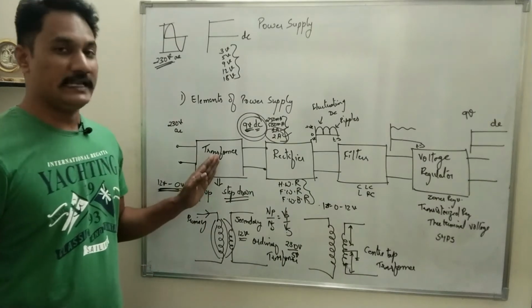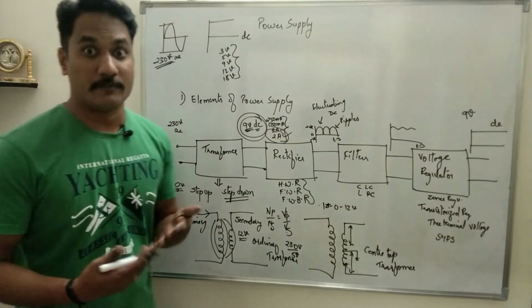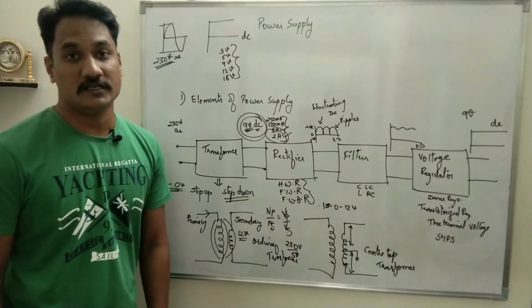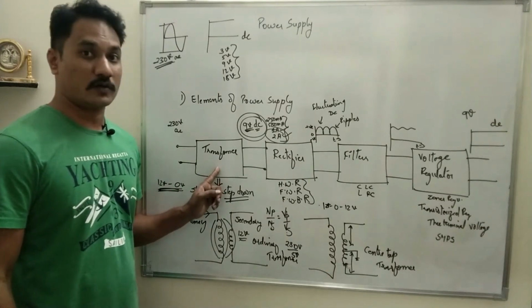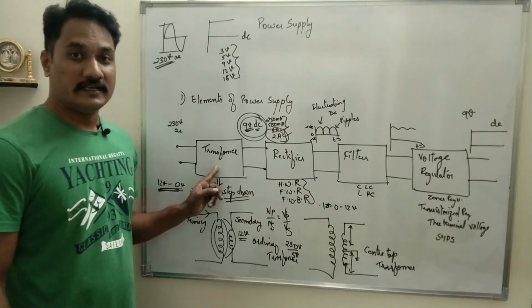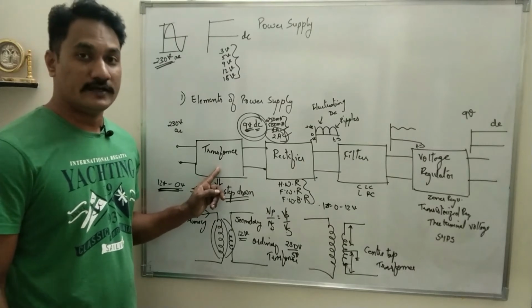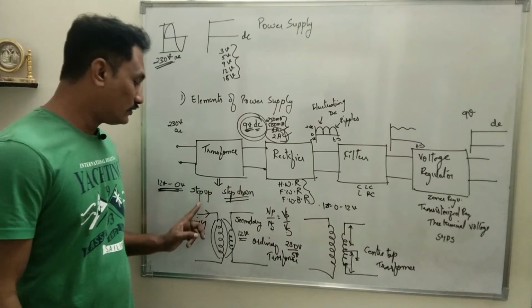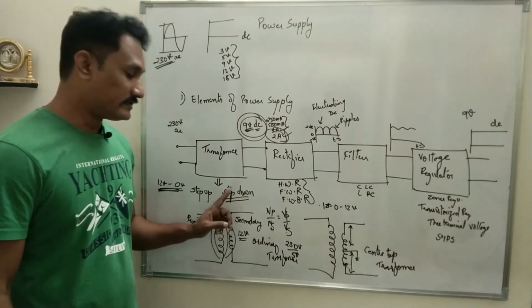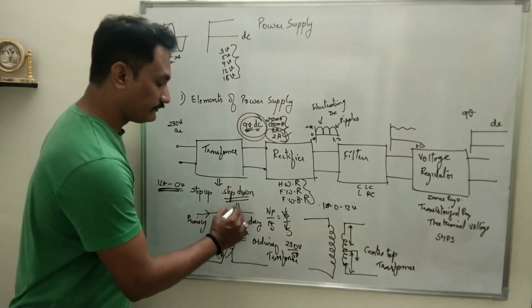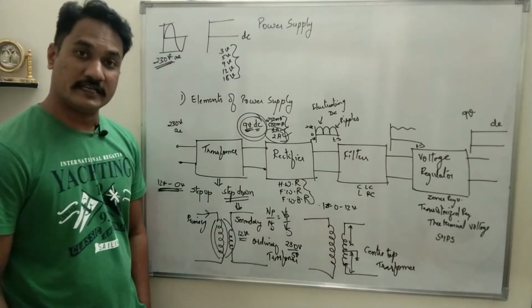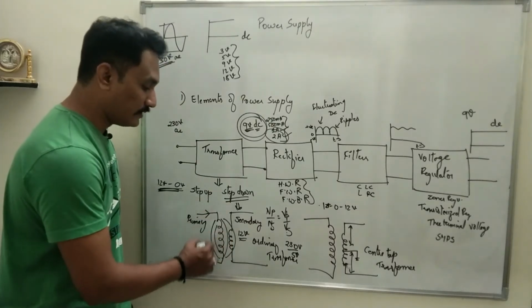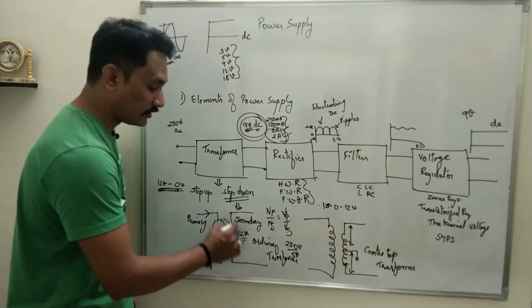So these are the elements of a power supply. There may be a question of 3 marks on elements of power supply. So what you will write is, the first one is the transformer. It converts high AC voltage, high AC current into low AC voltage, low AC current. There are 2 types, step up and step down. In step down, the number of turns in the secondary is less as compared to the number of turns in the primary. So the voltage drop across the primary will be more as compared to the voltage drop across the secondary.